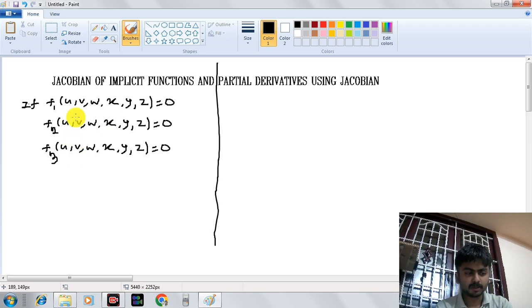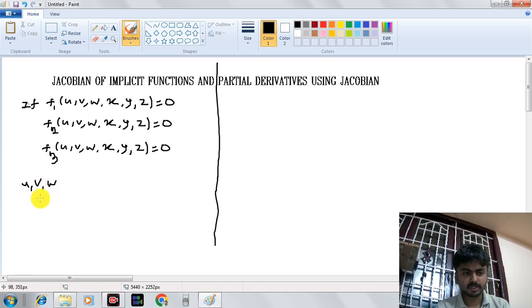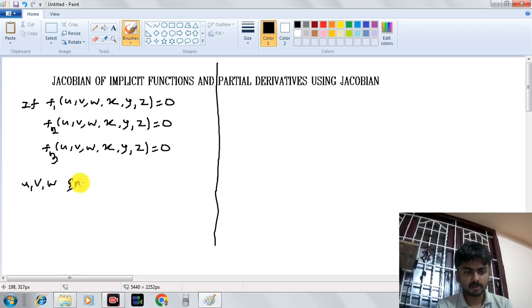You have to understand this very clearly: if these three are equal to 0, they are three implicit functions, and we can consider u, v, w as implicit functions of x, y, z.